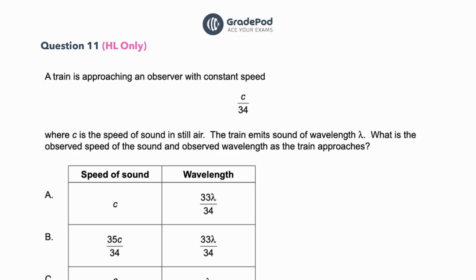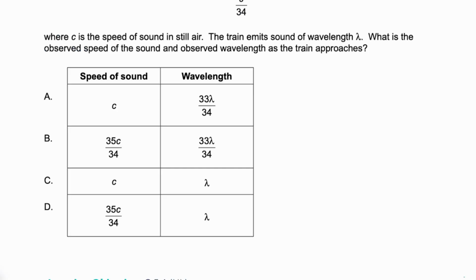Question 11. A train is approaching an observer with a constant speed of c over 34, where c is the speed of sound in still air. The train emits a sound of wavelength lambda. What is the observed speed of the sound and observed wavelength as the train approaches? What we do know in the Doppler shift is that the observed speed of the wave never changes.